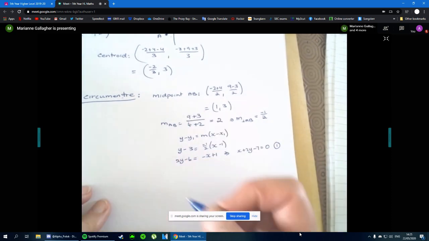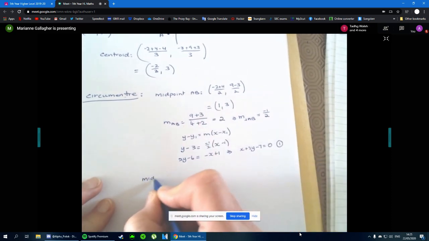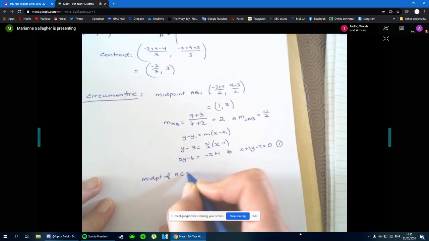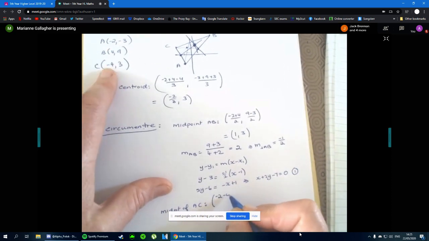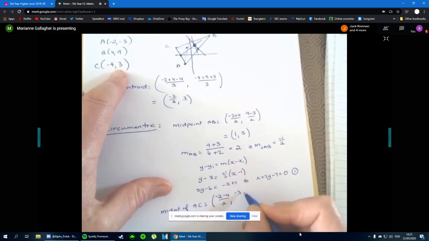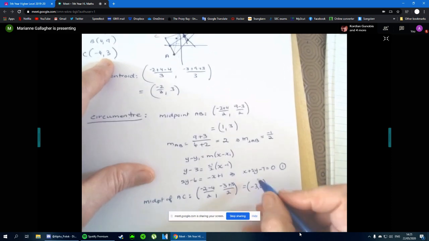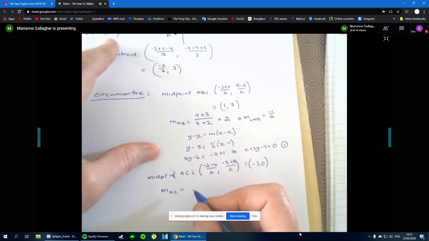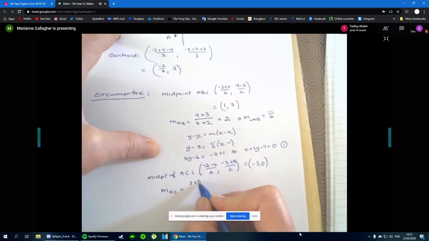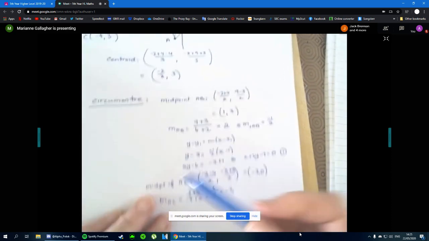Now I have to do the same thing for one of the other sides. So say I use AC. The midpoint of AC, so A is minus 2, minus 3, so the midpoint would be minus 2 minus 4 over 2 and minus 3 plus 3 over 2. That equals minus 3, 0. So that's going to be my x1, y1 for this line. And then the slope of AC, y2 minus y1, so that's 3 plus 3 over minus 4 plus 2, which is 6 over minus 2, which is equal to minus 3. That's the slope of AC.